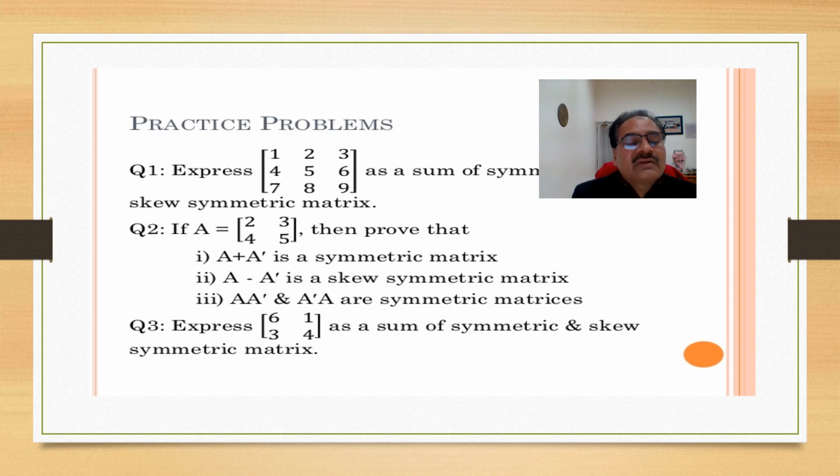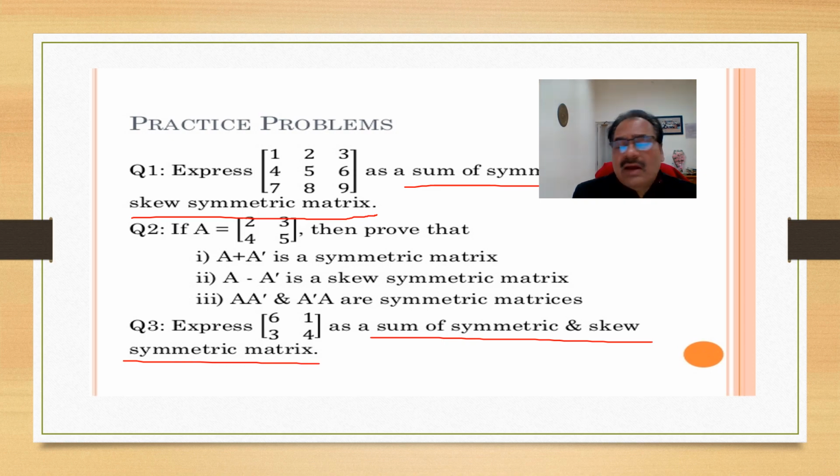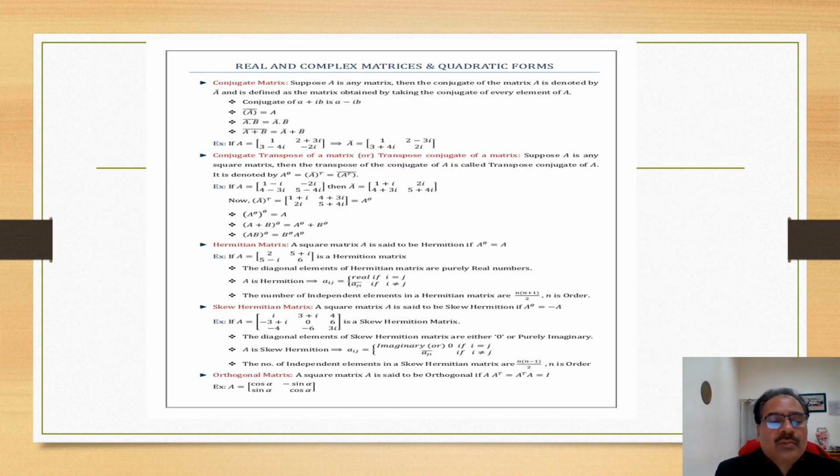This is for practice. Express the matrix 1 4 7, 2 5 8, 3 6 9 as a sum of symmetric and skew symmetric matrix. Okay, express this matrix as the sum of these. Second, if A is this, then prove that. You have to establish this for practice. Express 6 1 3 4 as a sum of symmetric and skew symmetric matrices. Okay, so these are your practice problems.